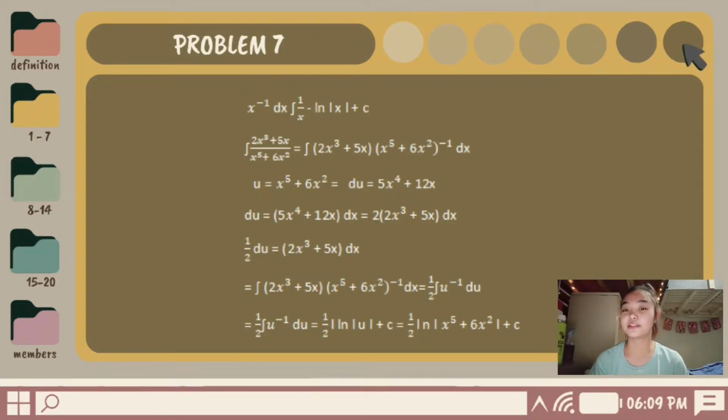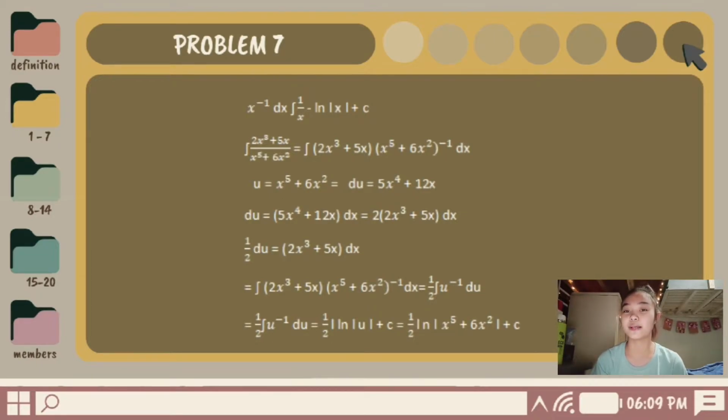Number 7 in the table of integrals is the integral of x raised to negative 1 dx, which equals the integral of 1 over x, which is the natural log of the absolute value of x plus c. Here we can have the integral of 2x cubed plus 5x over x to the 5th plus 6x squared. First thing to do is to remove the fraction, then place the denominator beside the first term. That is why we will get the integral of the quantity 2x cubed plus 5x times the quantity x to the 5th plus 6x squared raised to negative 1 dx.